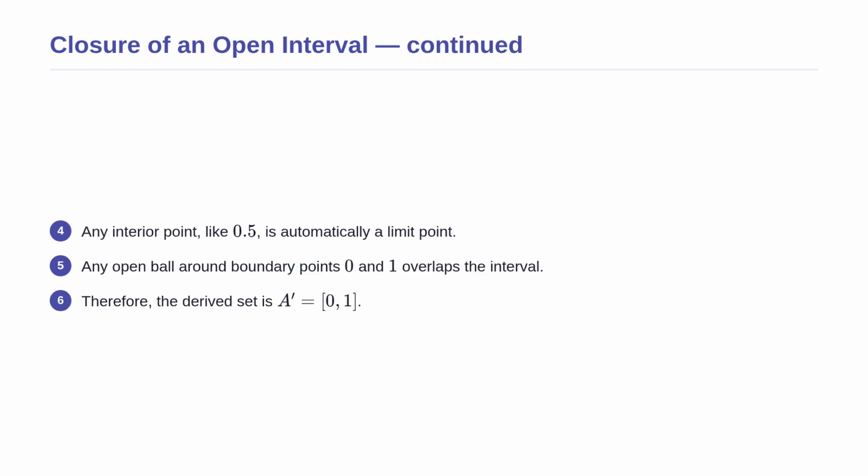Continuing with our example, any number inside this interval, such as 0.5, is clearly a limit point because any small bubble around it traps other numbers in the interval. Now we must examine the boundary points, 0 and 1. Even though 0 is not in the original set, any open ball drawn around it will always overlap with the inside of the interval. Therefore, 0 is a limit point, and by the exact same logic, 1 is also a limit point. So our derived set includes everything from 0 to 1, inclusive.